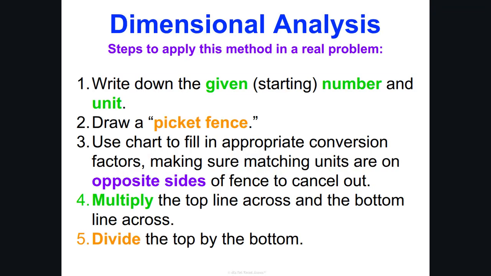Okay. So here are some steps that I like, because I like to write things in simple steps, and I'm going to read them to you, but you're going to see in just a few minutes how those play out. Step 1, write down the given number and the unit. Step 2, draw your picket fence. Then we're going to use that picket fence to fill in appropriate conversion factors, making sure that the units match on opposite sides of the fence so that they'll cancel out. We'll multiply everything across the top, then we'll multiply everything across the bottom, and then we'll divide.